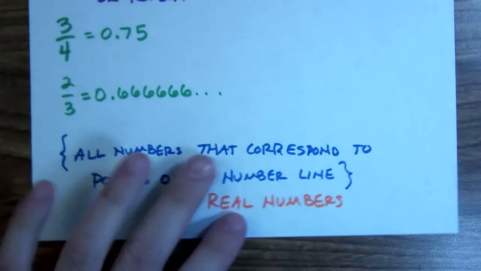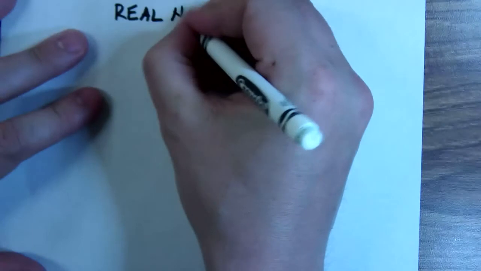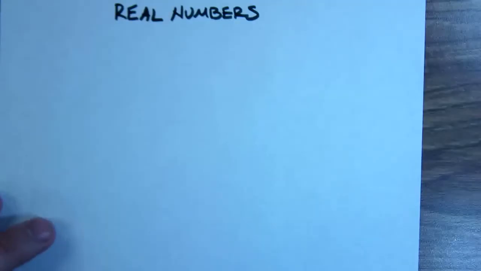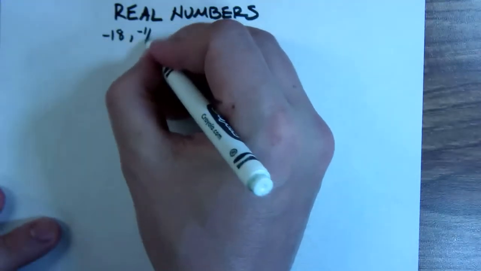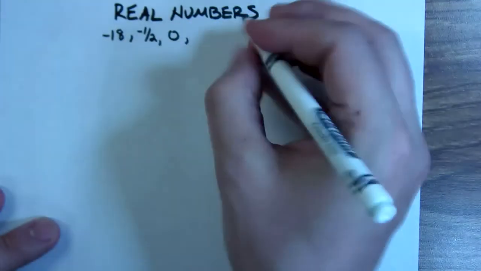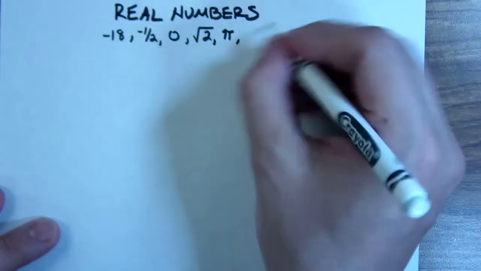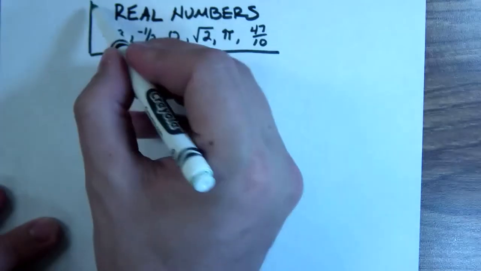So I want to make a flow chart for you here of how these sets all relate to each other. So up at the top of the chart, we are going to write real numbers. Real numbers is any number you can put on a number line. So like negative whole numbers, negative fractions. We got 0 included in there. You got your irrationals like the square root of 2 and pi. And you got rationals like 47/10. These are all in the real numbers category.